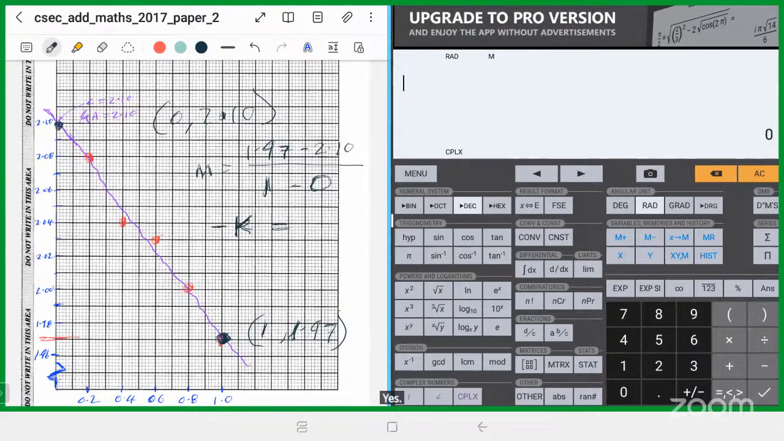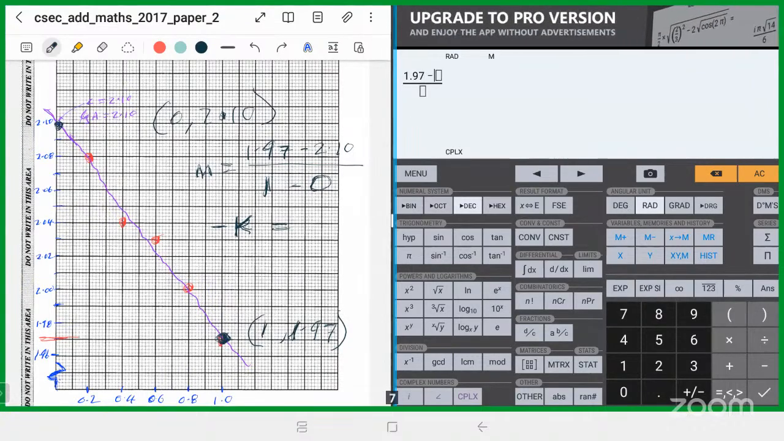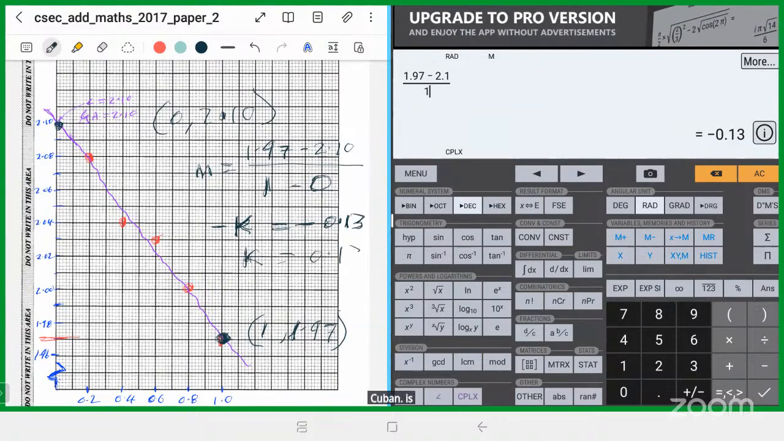Yes, sir. Alright. So I'm going to do this calculation, that is minus k. So we have a fraction: 1.97 minus 2.1, divided by 1 minus 0, which is 1. So that's negative 0.13. So the k then is 0.13. The negatives cancel, right?